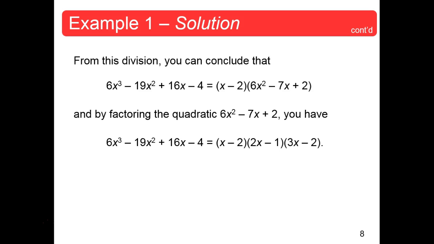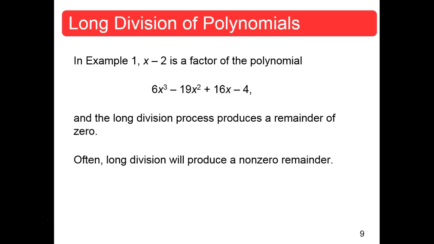From that division, you can conclude that this thing factors into x minus 2 times that quotient. Okay? And by factoring this quotient, and they don't tell you how they did it, they just said they did, you get these two pieces. Okay. That's all they said to do was factor them completely. And that's what we did. Let's see if they do any more to it. Okay?